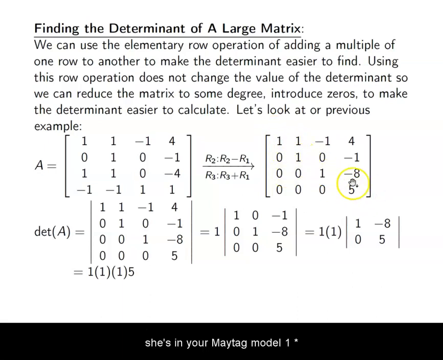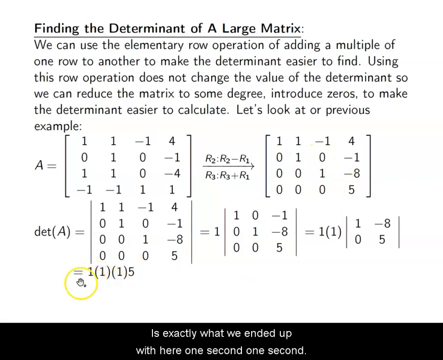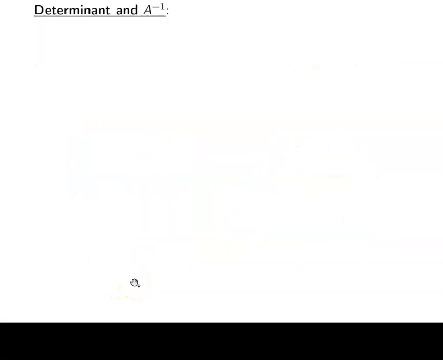1 times 1 times 1 times 5 is exactly what we ended up with here. 1 times 1 times 1 times 5. Okay. So, how is the determinant and A inverse related?